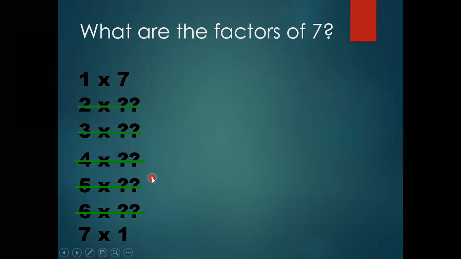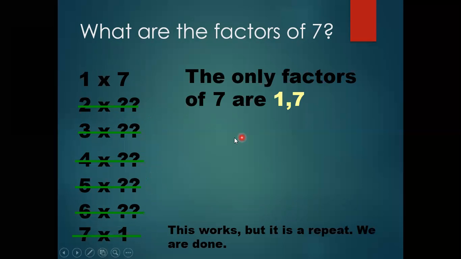And next we will try with 7. 7 multiplied by 1 is 7. This works, but it is a repeat. First we got 1 multiplied by 7 and here we are getting 7 multiplied by 1. So it is a repeat, so we are done. And the factors of 7 are what? The factors of 7 are only 1 and 7.